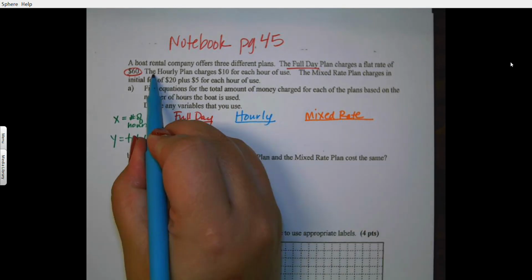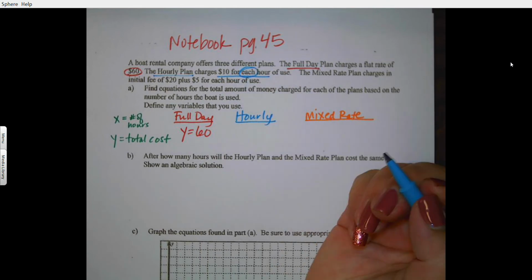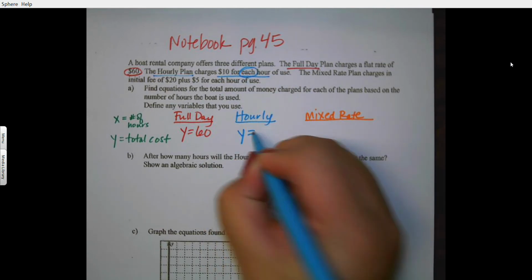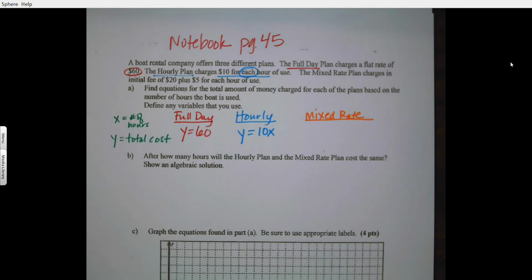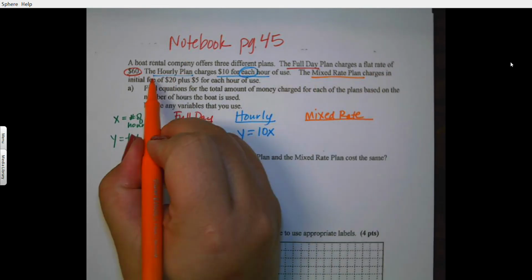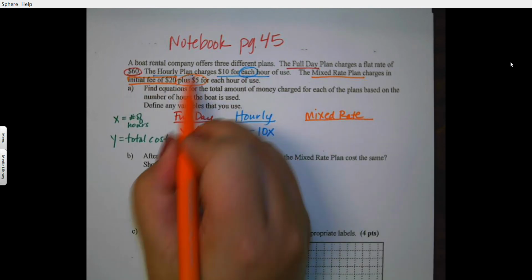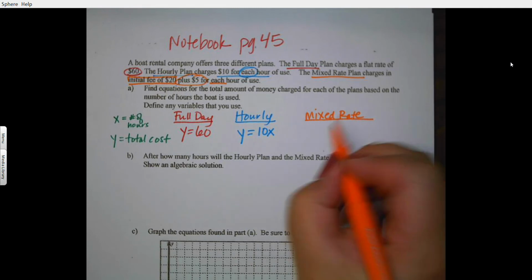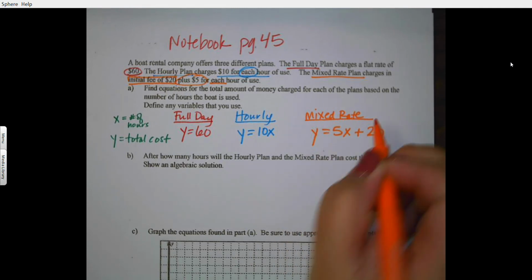The hourly plan, $10 for each hour. Each means that's your slope. So Y is equal to 10 times X. Mixed rate charges you an initial fee, that's your y-intercept, plus $5 for each, that's your slope. Now we have our equations.